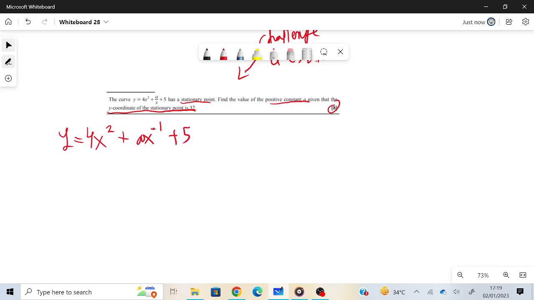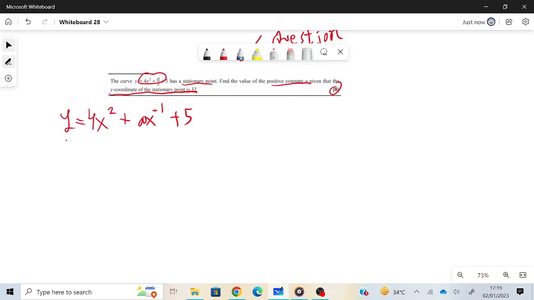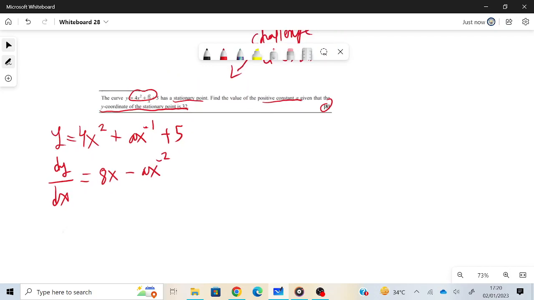Now the essence of rewriting is just that this helps us to differentiate. It's very hard to differentiate as it is over here. You have to use a bunch of other rules. So rewriting like this helps us differentiate it. And if we indeed differentiate this, dy/dx would be 8x minus ax to the power of minus 2. That would be our dy/dx.